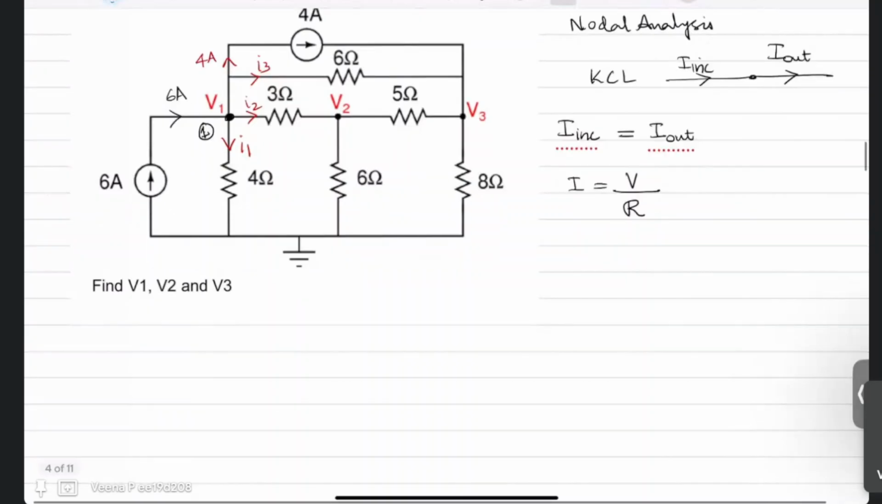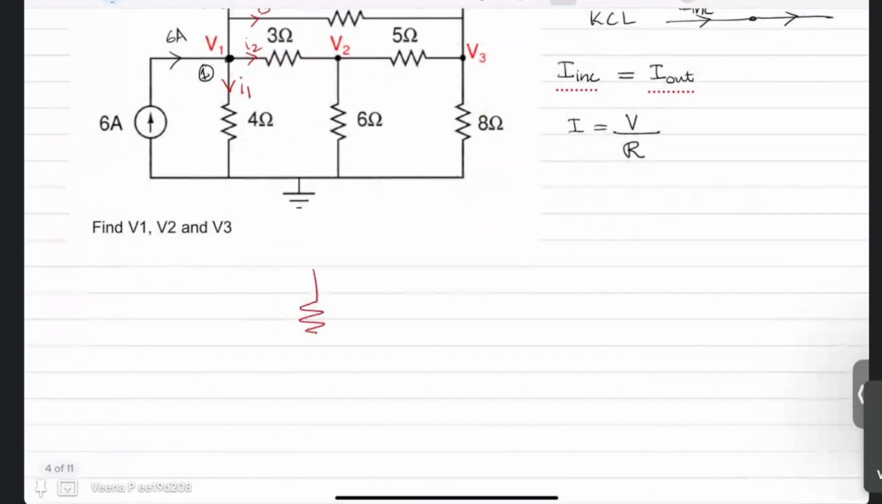Now if you take I1, I1 is the current flowing through 4 ohm, one end of which is grounded and the other end is having a potential V1. And this is your I1. I already said current is voltage by resistance. So your I1 is the potential difference across 4 ohm, which is V1 minus 0 by 4.